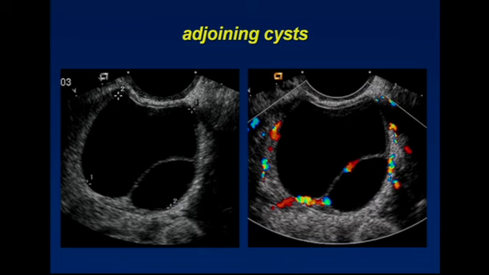Note that the presence of blood flow within this pseudoseptation does not really allow you to be more worried about this as a neoplastic septation, because trapped ovarian parenchyma between 2 simple cysts, as in this case, will have blood flow.